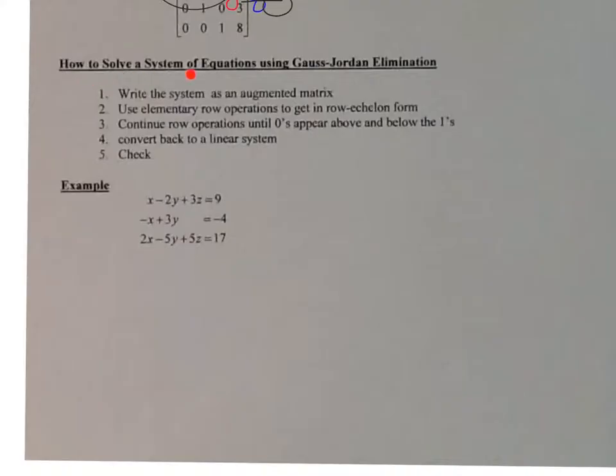So how to solve a system of equations using Gauss-Jordan elimination. The first thing you're going to do is write the system as an augmented matrix. Remember, that's the one that has the equals in it. You're going to use elementary row operations to get it in row echelon form, so we're going to get the ones on the diagonal. Continue row operations until zeros appear above and below the ones. Convert back to a linear system, and you're going to check.